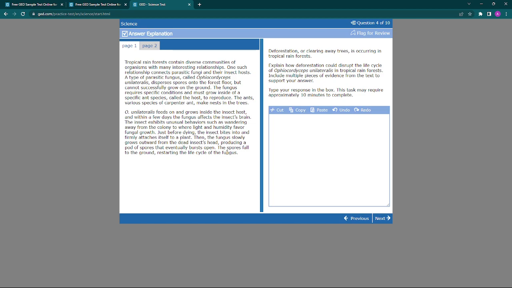Then the fungus slowly grows outward from the dead insect's head, producing a pod of spores that eventually bursts open. The spores fall to the ground, restarting the life cycle of the fungus. Deforestation, or clearing away trees, is occurring in tropical rainforests. Explain how deforestation could disrupt the life cycle of Ophiocordyceps unilateralis in tropical rainforests. Include multiple pieces of evidence from the text to support your answer. Type your answer in the box. May require approximately 10 minutes to complete.